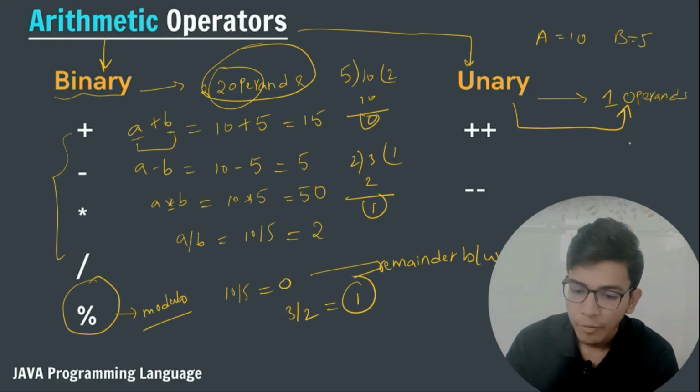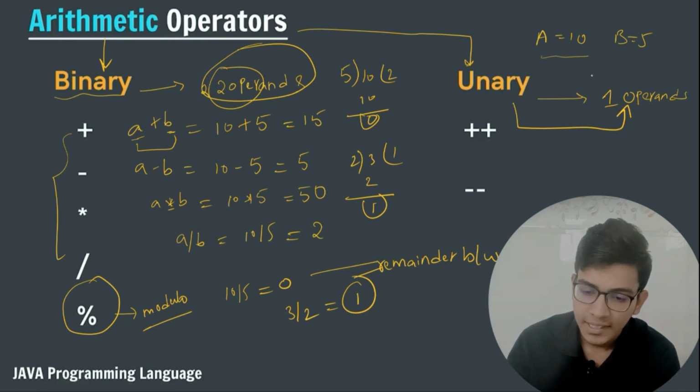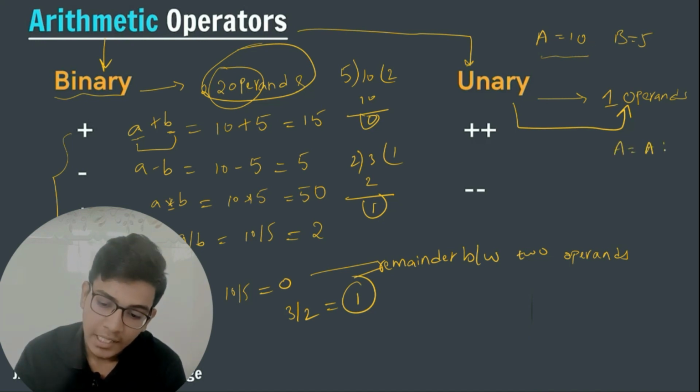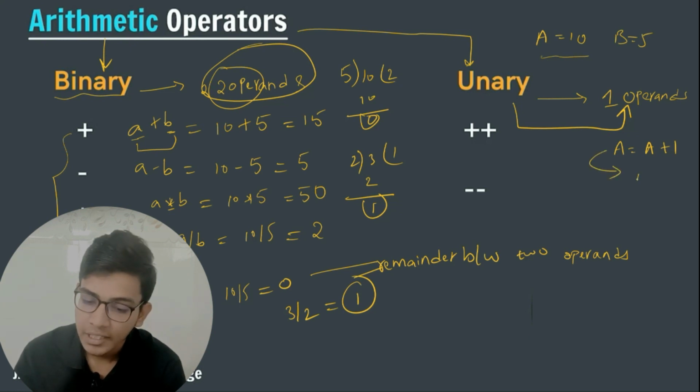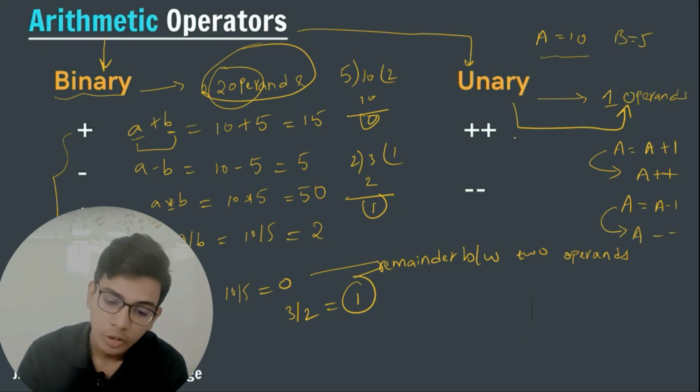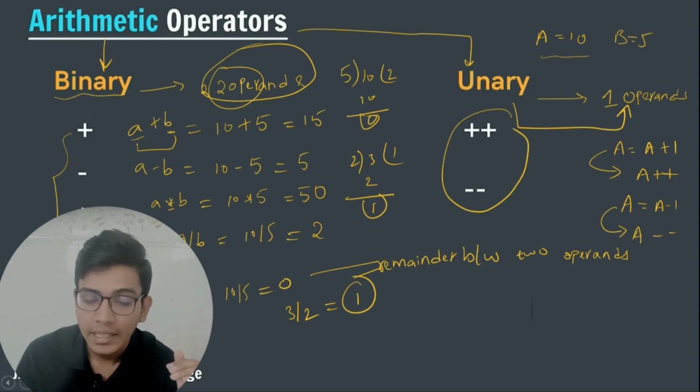Let us take, if you want to increase the value of a, that is 10, by 1, that is 11. So a is equals to a plus 1, right? You can simply write as a plus plus. Or if you want to decrease the value of a by 1, then you will write a is equals to a minus 1, right? By using unary operator, you can also write as a minus minus. So the basic fundamental here is that if you want to increase or decrease the value of a particular operand by 1, you can use unary operator.